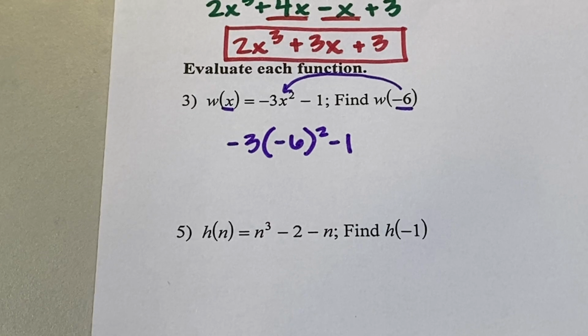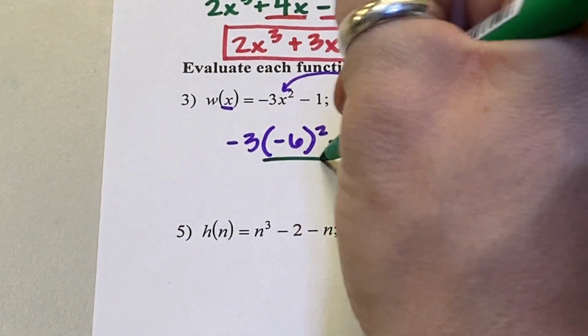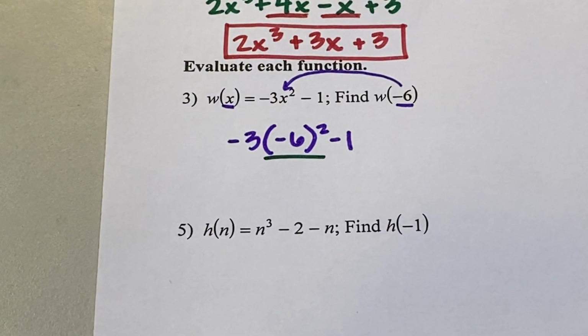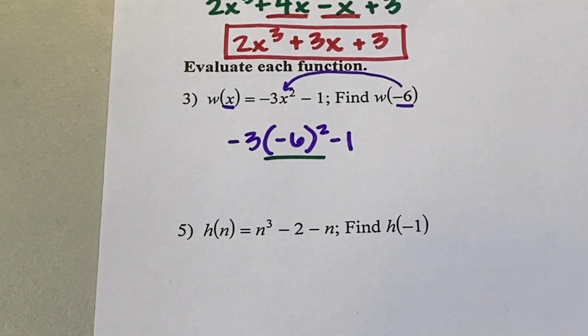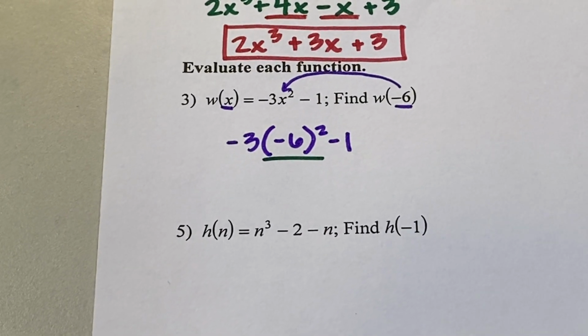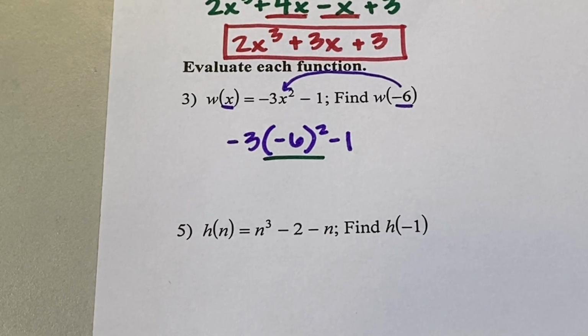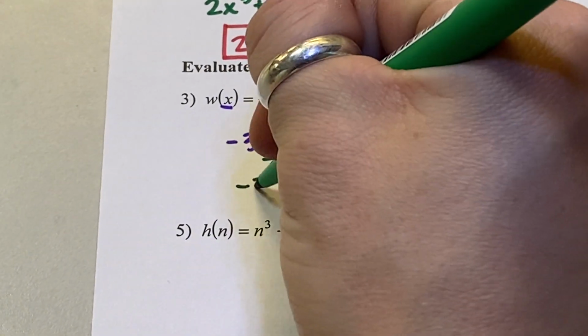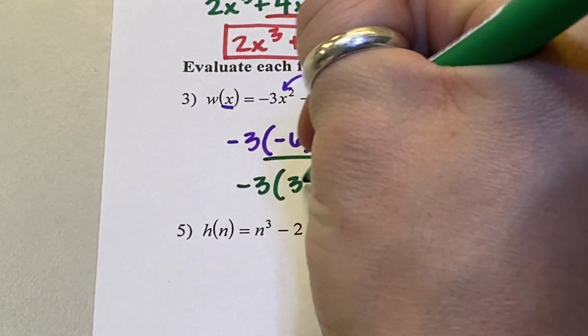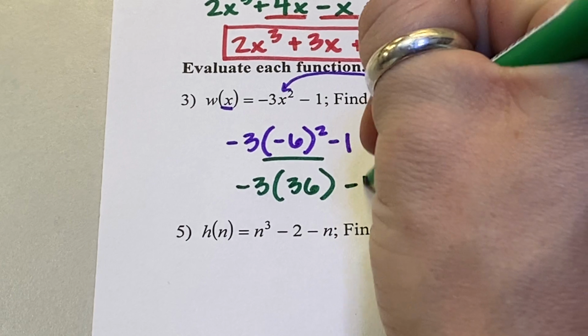Punch it into your calculator or follow the order of operations and get your answer. Okay, I need to take care of exponents before I can multiply anything. What is negative 6 squared? Negative 12. Negative 6 times negative 6. Oh, positive 12. No. Negative 36. Close? Positive 36. So now I have negative 3 times positive 36, and then I'll subtract the 1 at the very end.